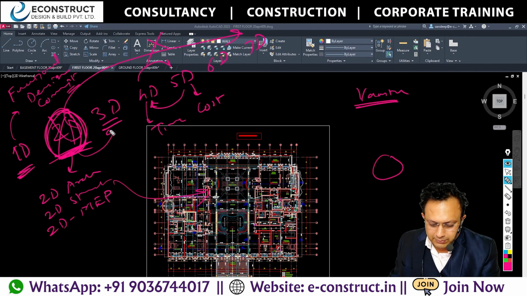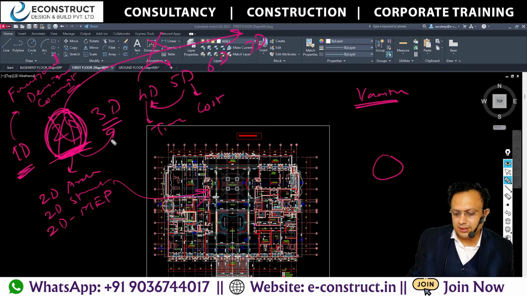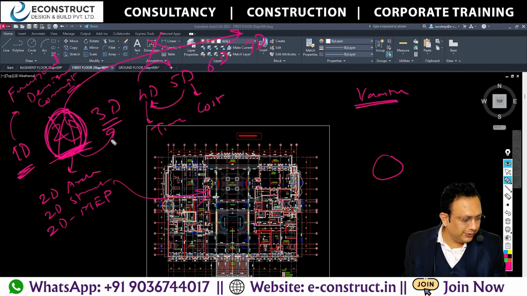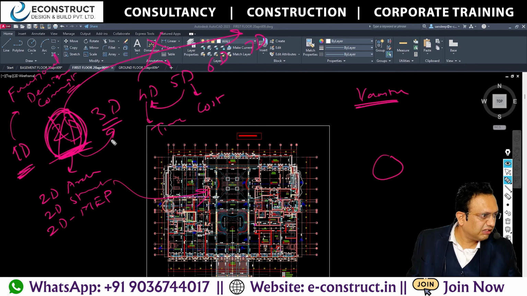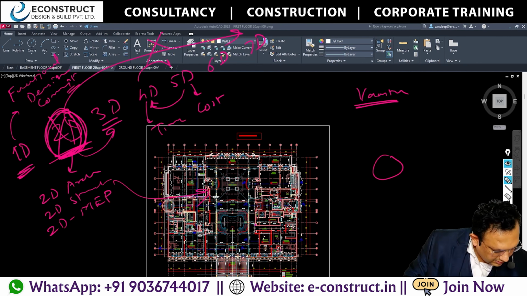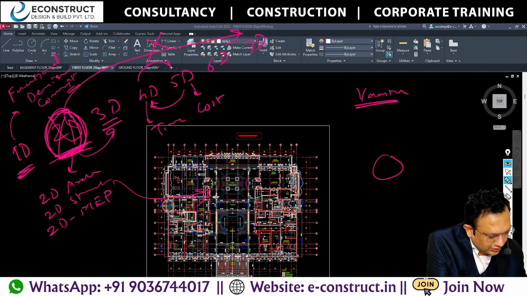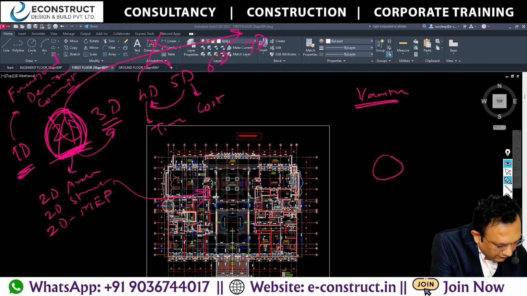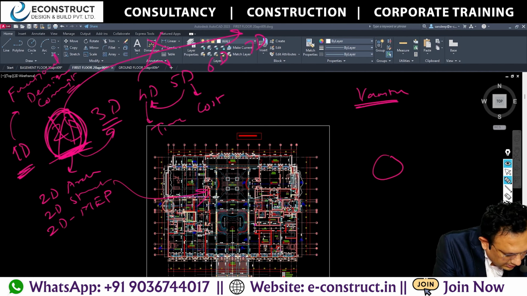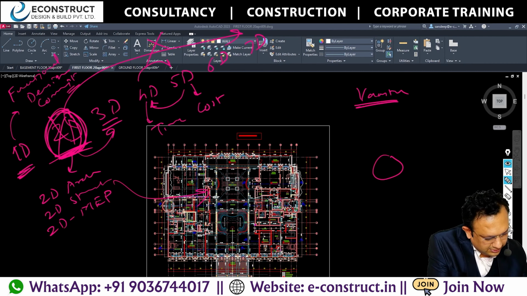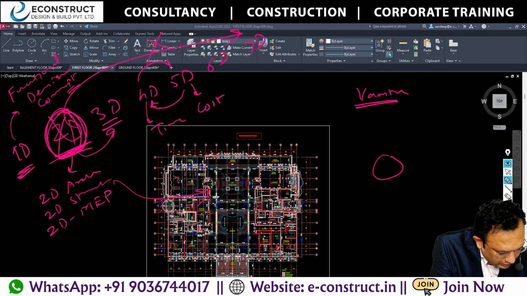After 2D, you go to the 3D. What is the difference between 2D and 3D? Light. Where are the lights and all? Color, 3D elevations, sections, all the information is needed. Can you do this in AutoCAD? Anybody? Which software will you be using?